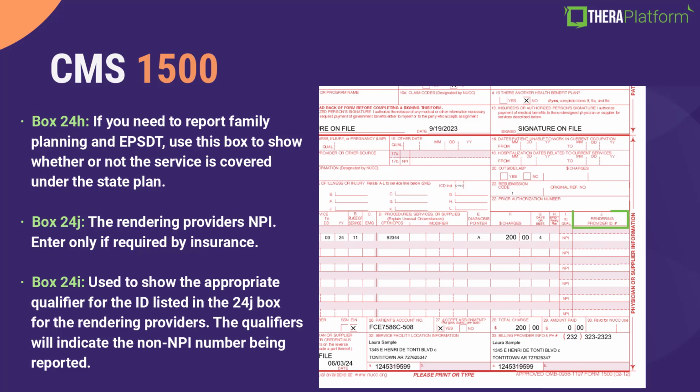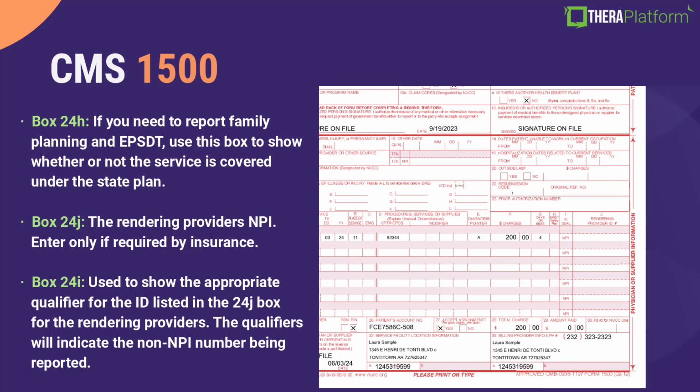Box 24J is where you can enter the individual NPI of whichever provider is listed as the rendering provider on each appointment. You don't always need to submit claims with the rendering provider's NPI in this box, so always check with the insurance and your contract with them to see if you need to fill out box 24J or leave it blank.